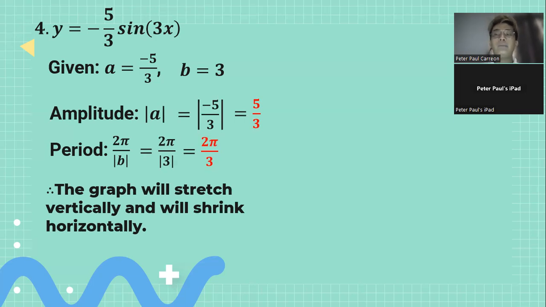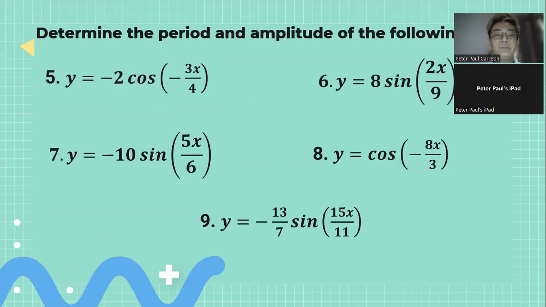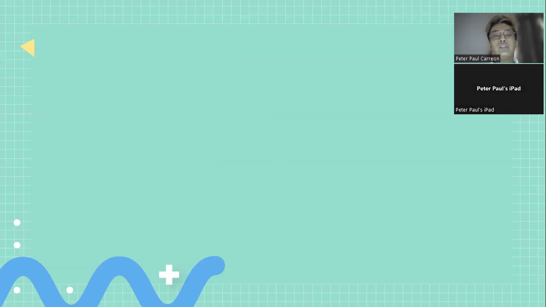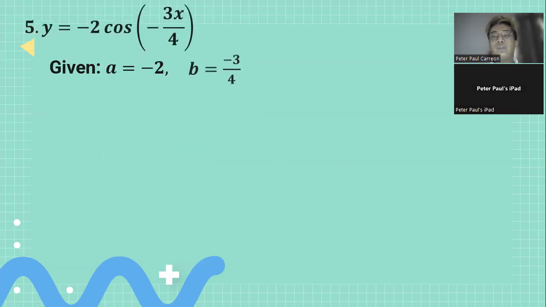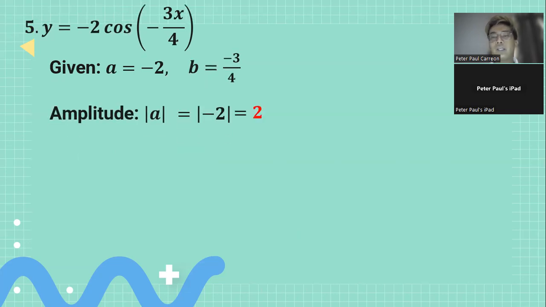So sa periodical examination, maraming lilitaw na ganyang items. So you really have to study them. Try nyo nga sagutan yung mga to. Items 5, 6, 7, 8, and 9. And so these are your exercises. Pero I'll be revealing shortly yung mga answers. No? Hindi ko na sila ipapaliwanag. I'll quickly show to you in the presentation how to get the correct answers.